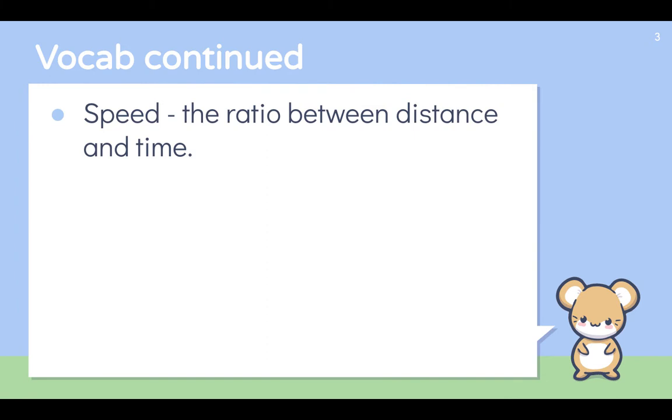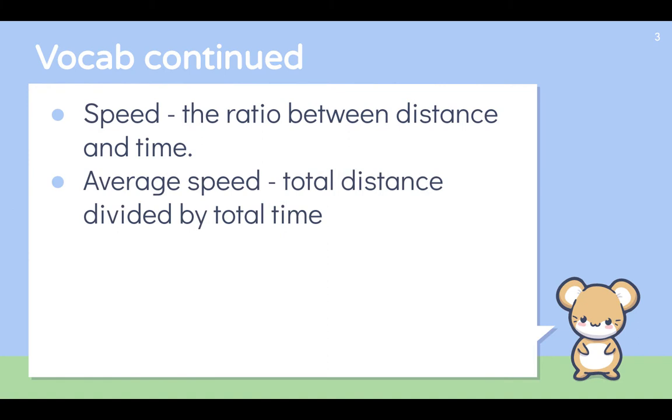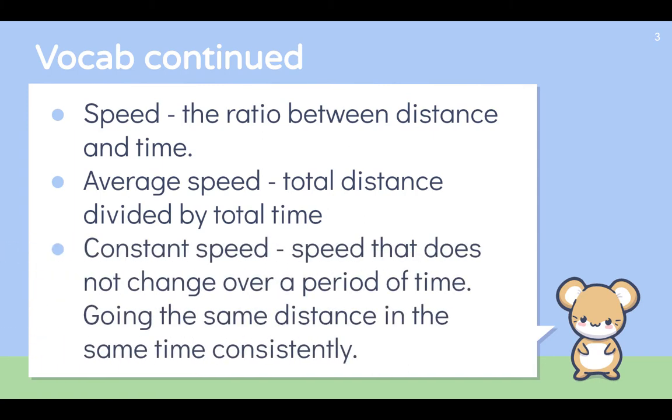Speed is the ratio between distance and time. Average speed is the total distance divided by the total time. Constant speed is the speed that does not change over a period of time. It's going the same distance in the same time consistently. Think of constant speed like cruise control.